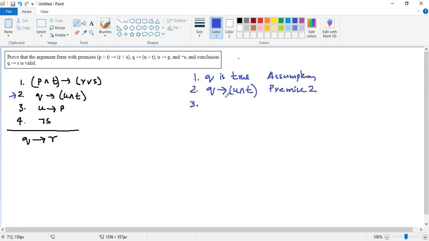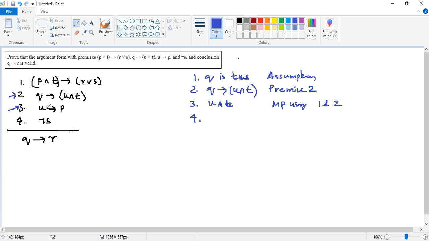Then the third step is: now Q is true, and I know that Q implies U and T is true. So I can use modus ponens to conclude that U and T is true. So I can write modus ponens using one and two. Now if U and T is true, I can use simplification.